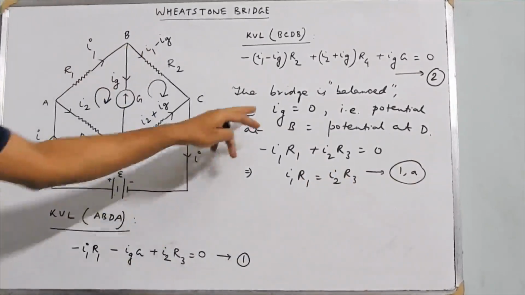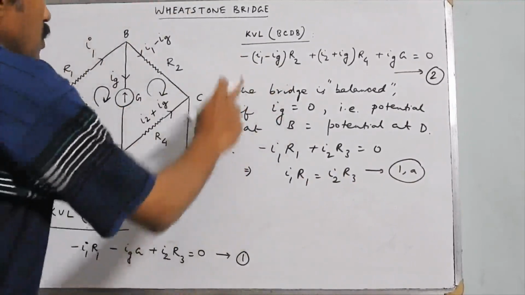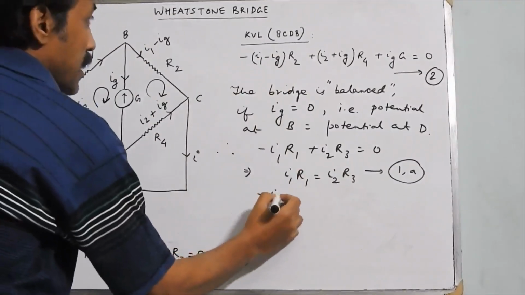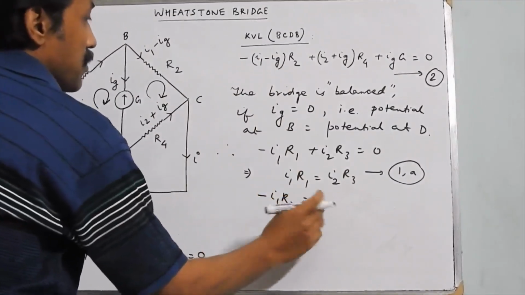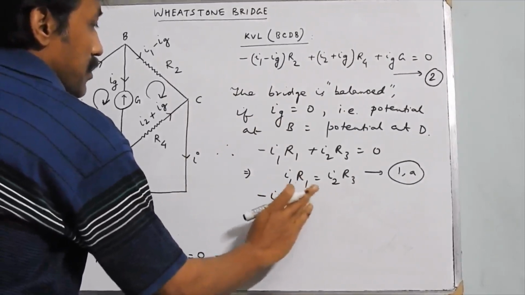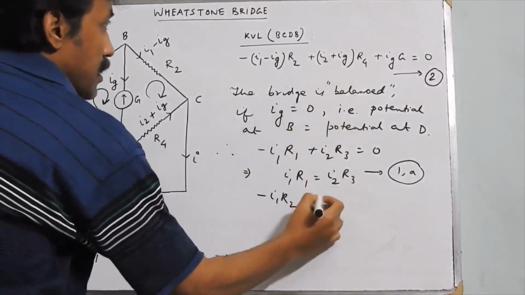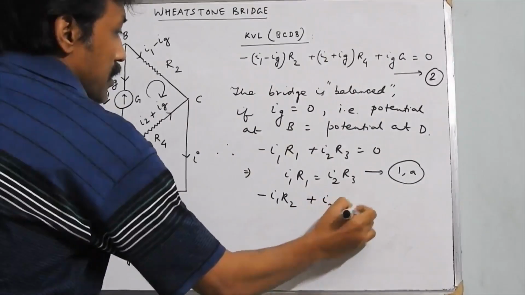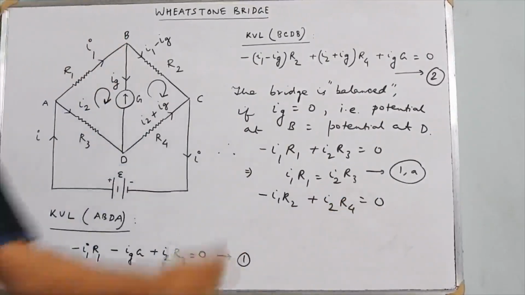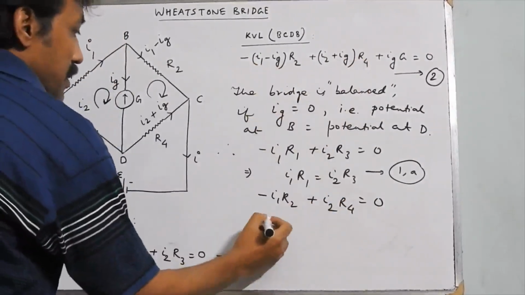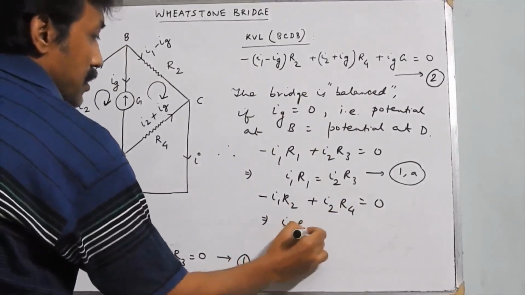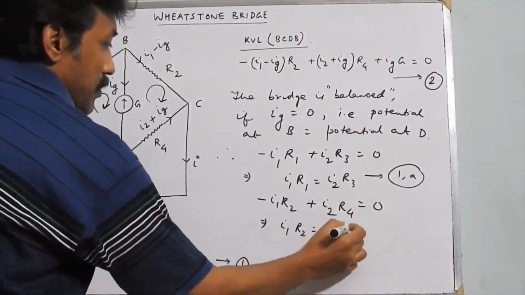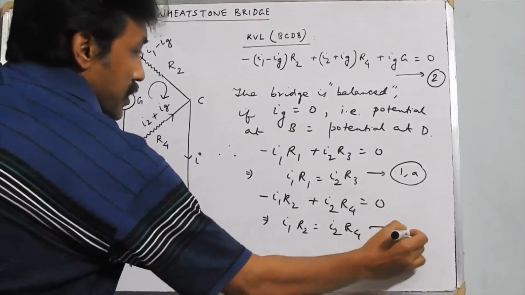Similarly, if we put Ig equal to 0 in equation 2, what we get is minus I1 R2 plus I2 R4 is equal to 0, because Ig is 0. Now this means I1 R2 is equal to I2 R4. This is our equation 2a.